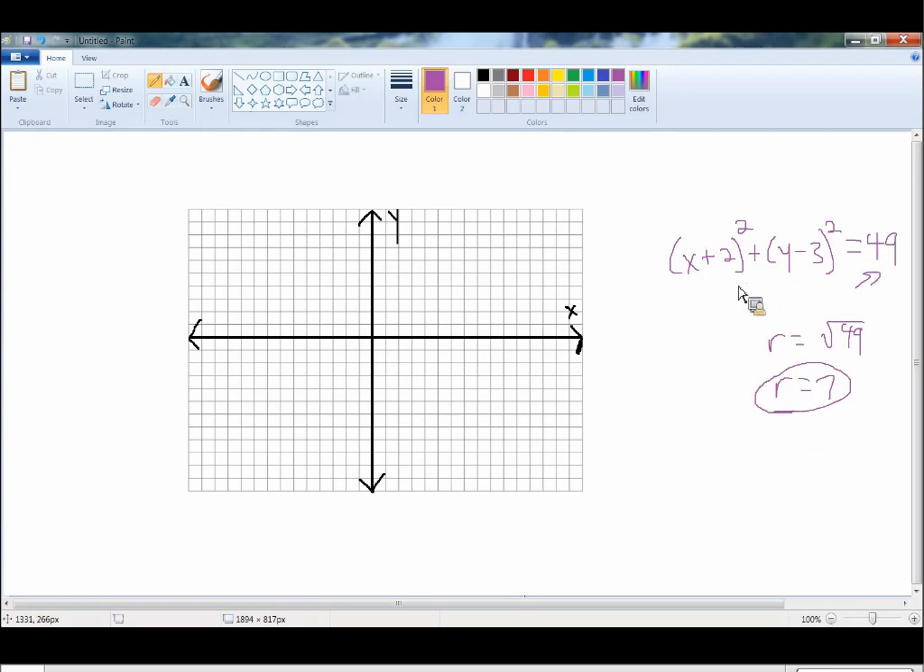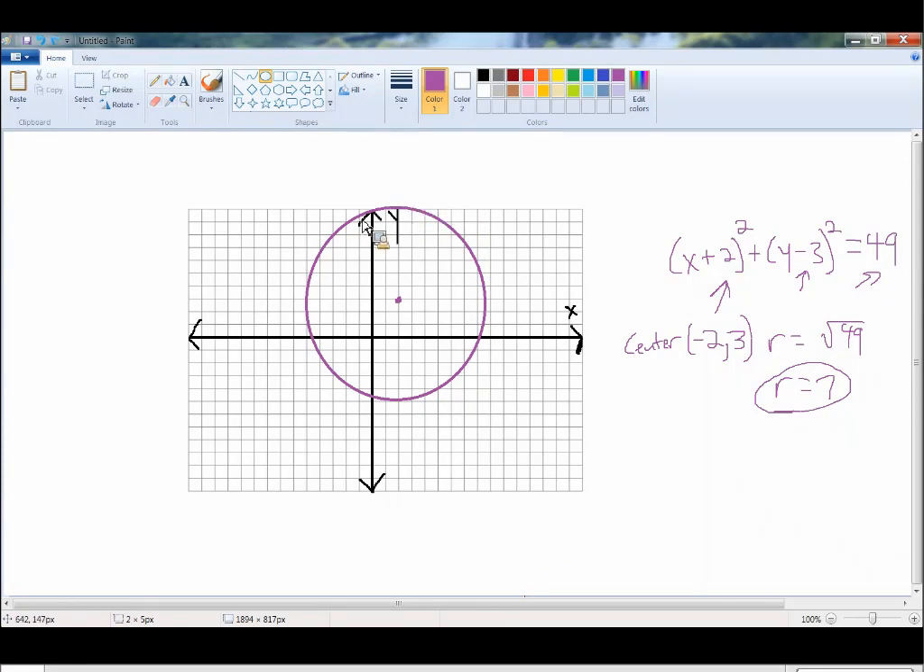It also tells you that the center is not quite in the origin. The center is the negative value of whatever's over here. So the x value of the center is negative 2, and the y value is the negative value of whatever's over there, which is negative negative 3, which is positive 3. Which means the center is negative 2, 3, which is right here, and the radius is 7. So I'm going to draw a circle, hopefully with a radius of 7. Is that about right? 1, 2, 3, 4, 5, 6, 7. 1, 2, 3, 4, 5. Okay, I think that's about right. It's close. Actually, I think I just messed it up at the very end, but it's close enough.